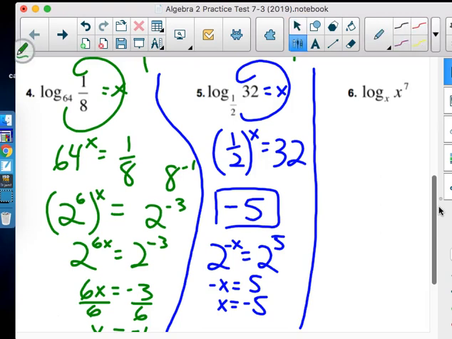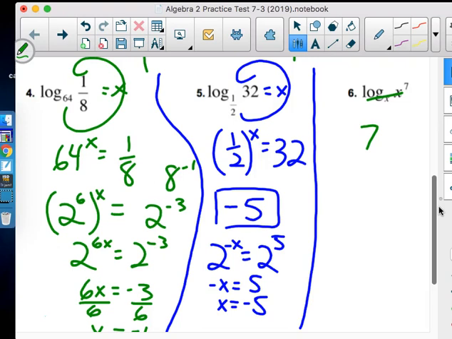6 is one we're supposed to just look at and know. 7. Why is it 7? Faith's got it. The bases match. This is x, and this is x. Boom. Answer 7. That's it. So as long as the bases match, they're inverses of each other, and they drop right out.